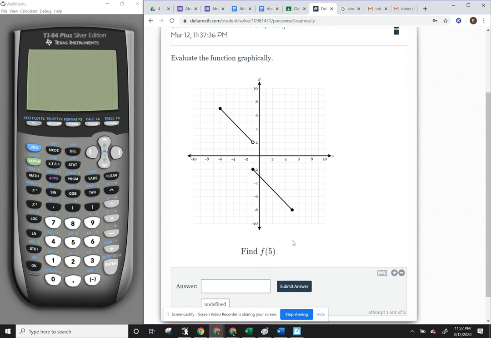All right, I'm going to do a couple more. So we have f of 5. I'm going to find the x value of 5, which is here. This time I have to go down to get to the function. There it is. And that y value is -8.